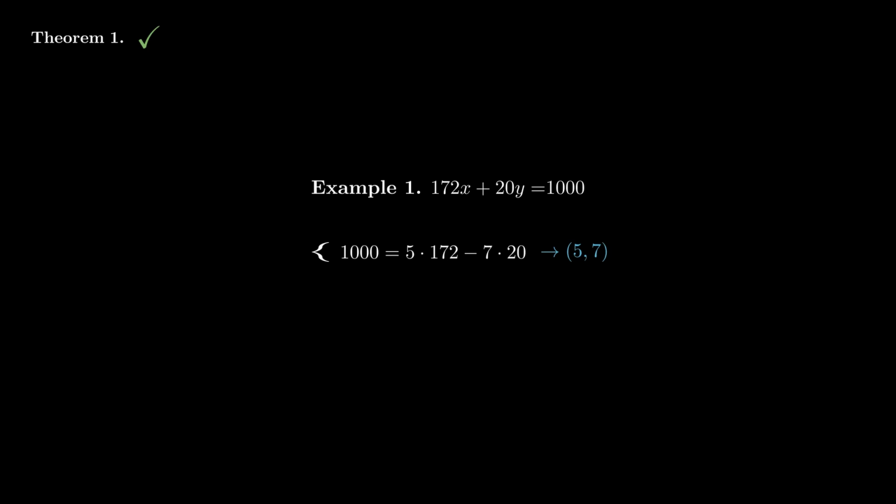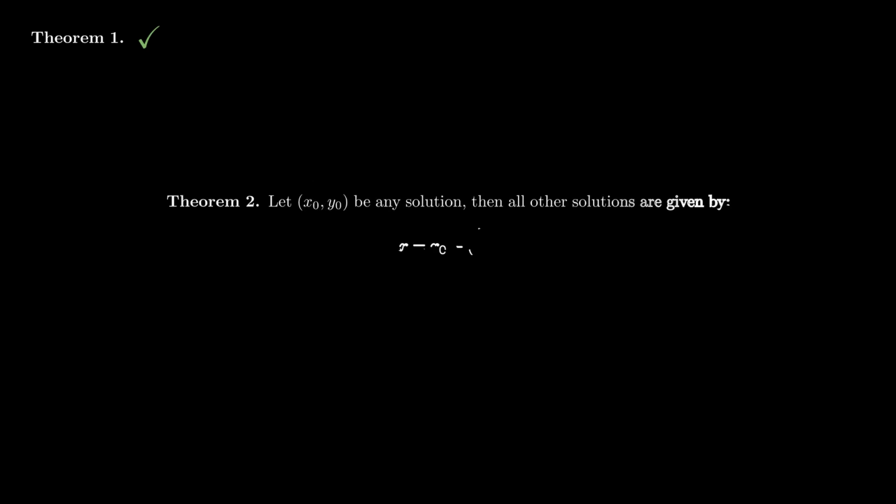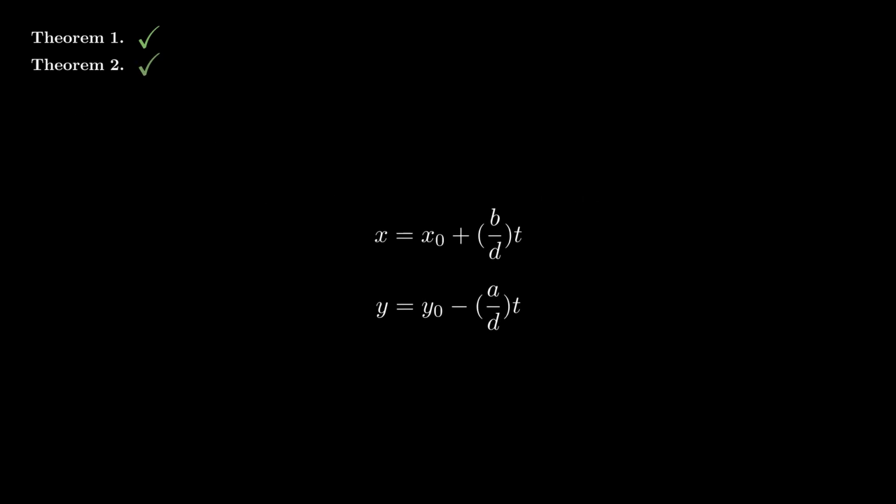To find all solutions to these equations, we make use of the following theorem. Let x0 and y0 be any solution, then all other solutions are given by, where t is an arbitrary integer. I will skip the proof of this for now, but if you want me to make a video covering the topic, let me know in the comments. Anyway, what this means is that to find all solutions to a linear Diophantine equation, we only need one solution, and then we can write the rest of them in terms of this one particular solution.